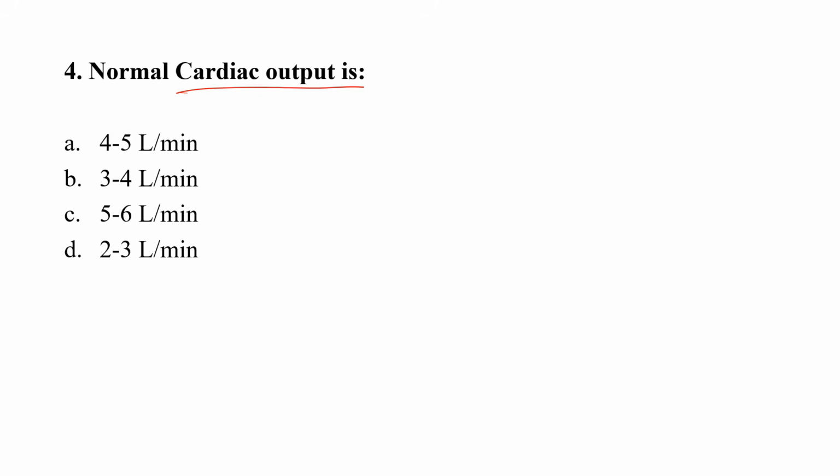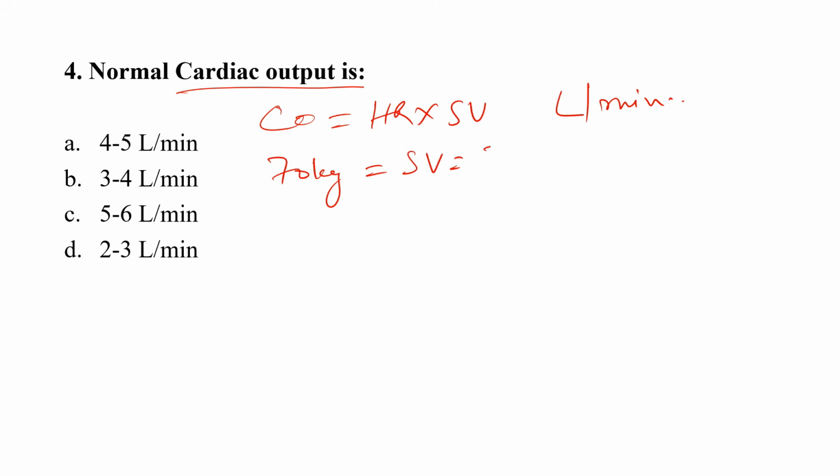Question number 4. Normal cardiac output is option A, 4 to 5 liters per minute, option B, 3 to 4 liters per minute, option C, 5 to 6 liters per minute, option D, 2 to 3 liters per minute. Cardiac output is the amount of blood the heart pumps through the circulatory system in a minute, or can also be defined as the product of heart rate and stroke volume, measured in liters per minute. The average stroke volume for a 70 kg male is 70 ml, and the normal heart rate ranges from 60 to 100 beats per minute.